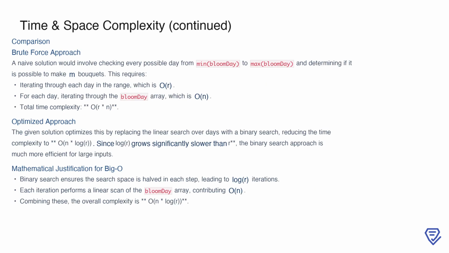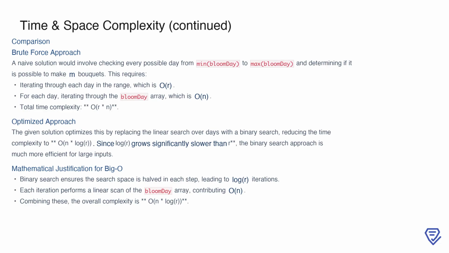When we compare this optimized approach to a brute force solution, the efficiency gains become clear. A naive solution would involve checking every possible day in the range from min bloom day to max bloom day. For each day, we would need to iterate through the bloom day array to determine if it's possible to create the required number of bouquets. This results in a time complexity of O(r * n), where r is the range of days and n is the size of the array. In contrast, the optimized solution replaces the linear search over days with a binary search, reducing the dependency on r from O(r) to O(log r). Since logarithmic growth is much slower than linear growth, this optimization is particularly impactful for large inputs.